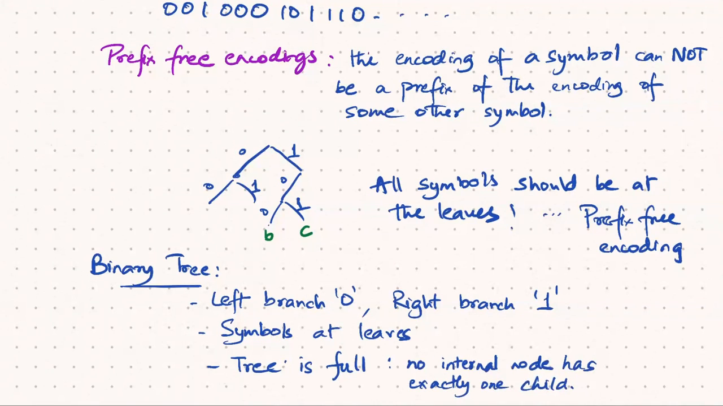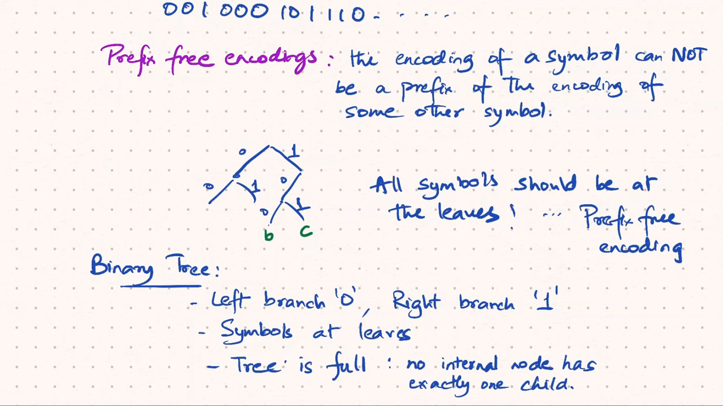I leave it as an exercise for you to think about why this is the case. Why do we want this? Basically, you can get a better encoding, a better tree, by doing a small change if you have something like this. If you have an internal node which has exactly one child, you can do a small change to that tree and get a better encoding.